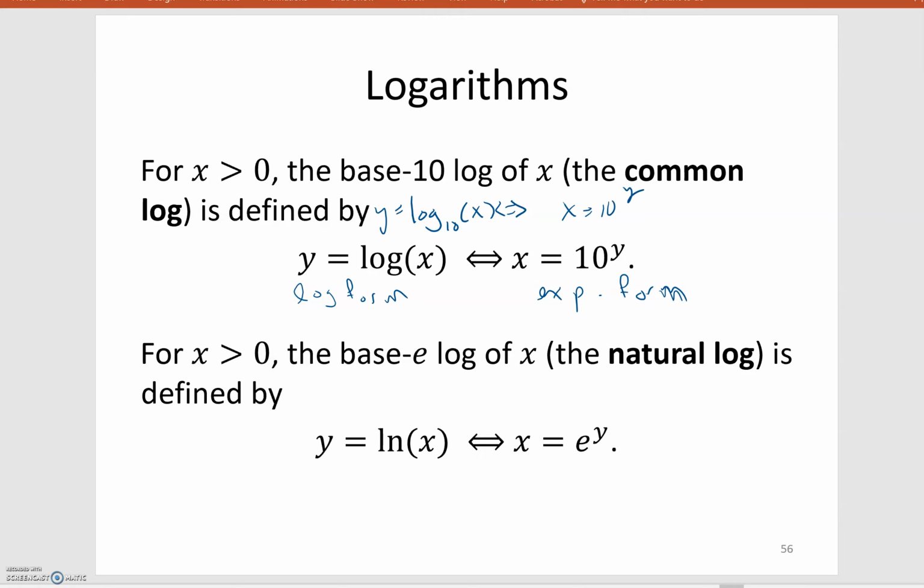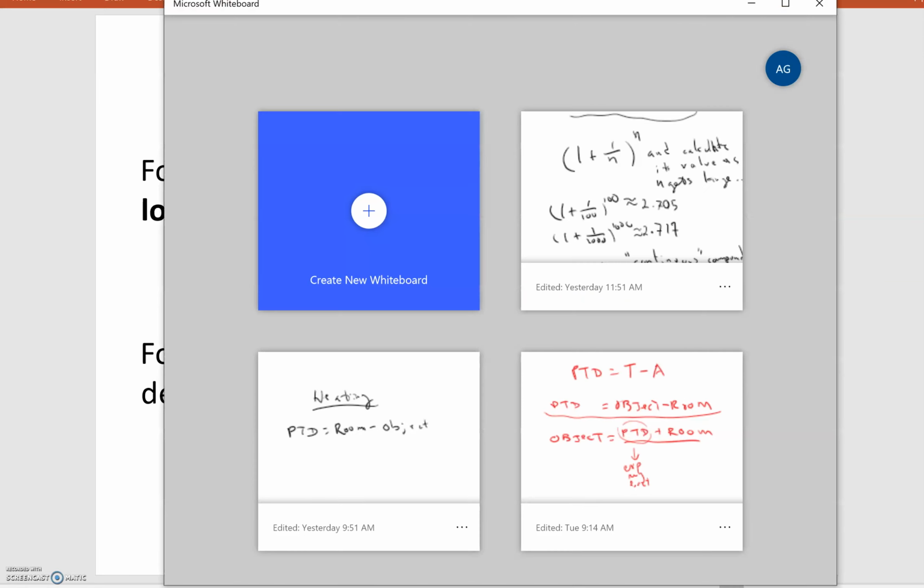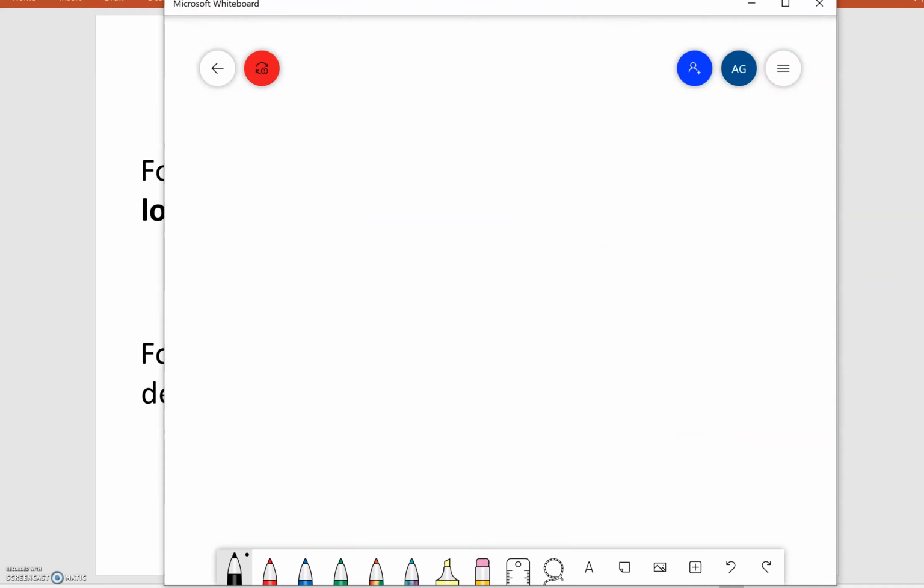But this logarithm is used so much that people just kind of got lazy and stopped writing the 10, and it's just oftentimes written exactly like this without even expressing the base. But if you see a log and there's no base written there, then you can assume that the base is 10. So what I was saying was I was going to talk about converting from the log form to the exponential form. Let me go to the whiteboard and we can do some more of that.